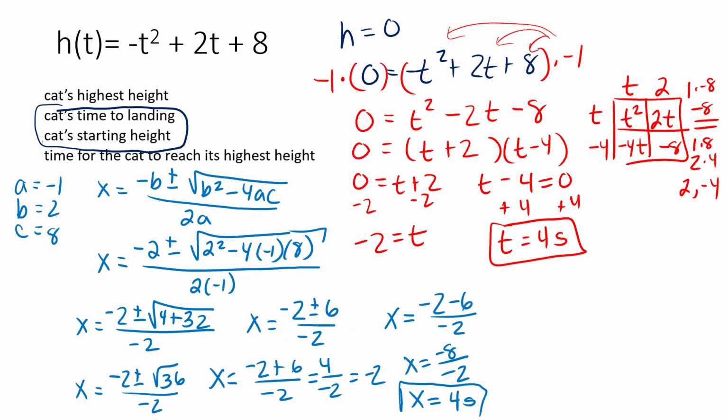Okay, and last but not least, is this last one. What is the cat's starting height? Well, when the cat is at the starting height, that is when t is equal to 0. That's the beginning. So what we would do for that is simply plug in the 0. And 0 is the best number ever. So -0 squared plus 2 times 0, that's all 0, leaving us with just the 8. And so the starting height would be 8 feet.